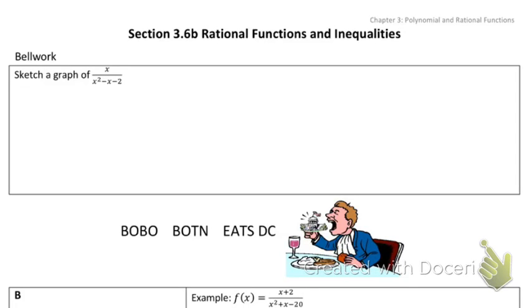Oh, Bobo. Oh, Bobo, always bottoning around and eating DC.